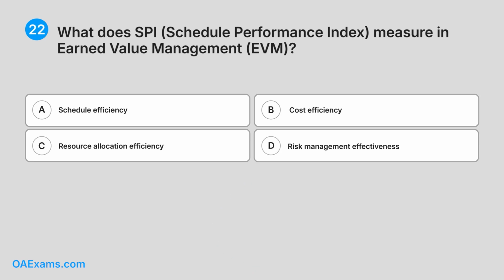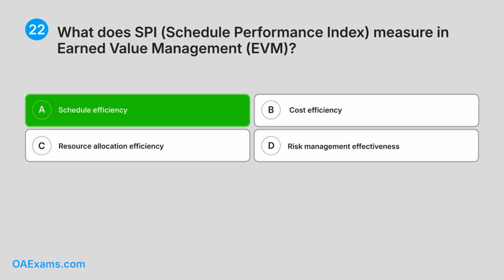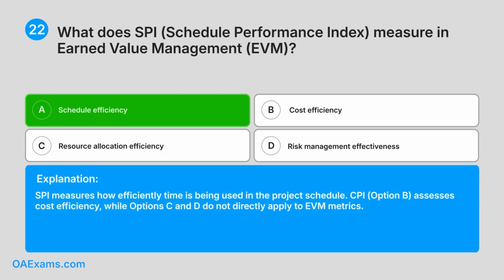Correct answer: A. Schedule efficiency. Explanation: SPI measures how efficiently time is being used in the project's schedule. CPI, option B, assesses cost efficiency, while options C and D do not directly apply to EVM metrics.